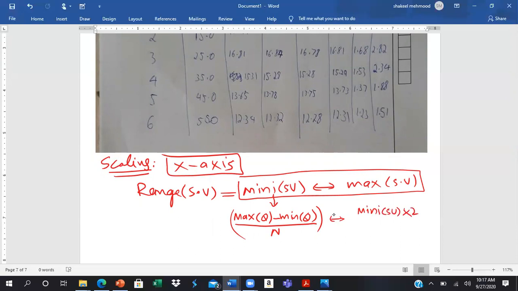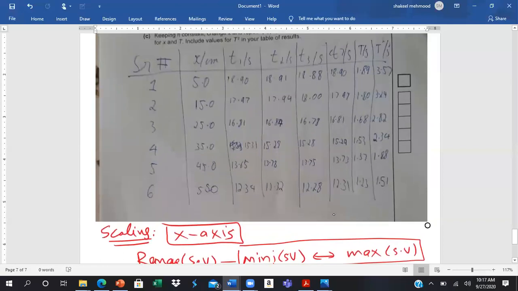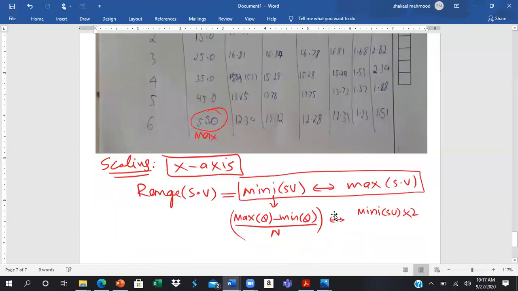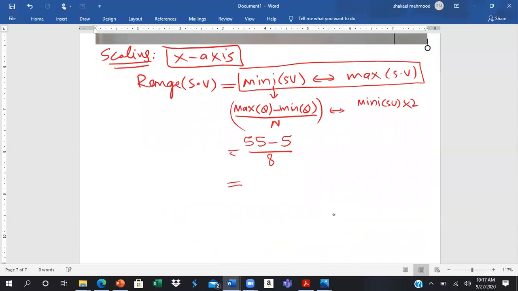So let's select the scale value now. This is to be plotted along the x-axis, so this is the maximum value 55.0 and this is the minimum value, which is 5. So what you will be doing is 55 minus 5 divided by the number of squares, 8. Just solve it. It will be 50 over 8, which is approximately 6.25. Then the maximum scale value will be 6.25 times 2, so it will of course be 12.50.